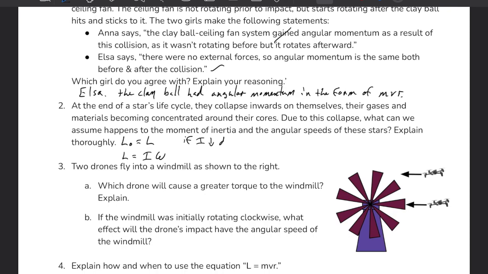Well, if the star is collapsing in on itself, the radius is getting smaller. If the distribution of mass is smaller, the rotational inertia is also smaller. It's basically mr squared, and the r squared is getting smaller. So if the rotational inertia is getting smaller, the angular velocity, the omega, must be getting larger. A figure skater drawing her arms in spins faster. To conserve the angular momentum, if I goes down, omega must go up.